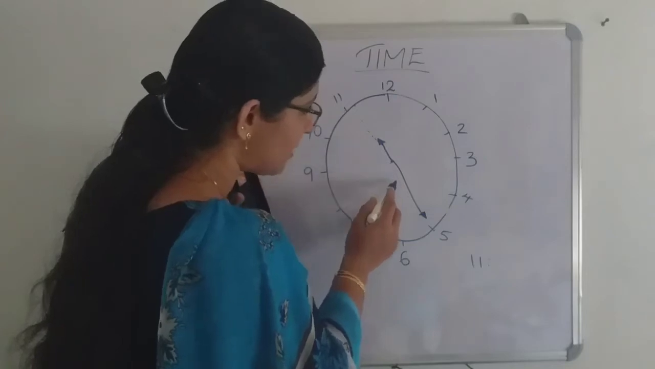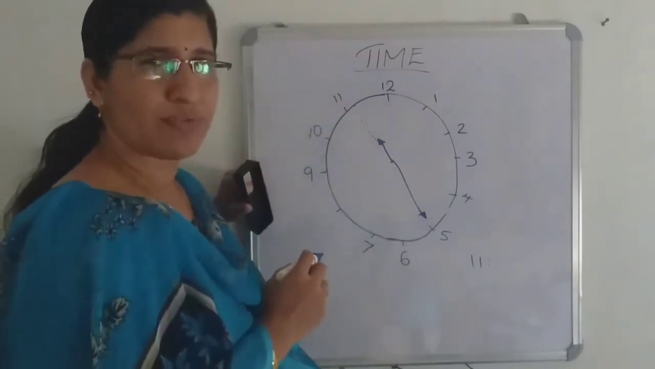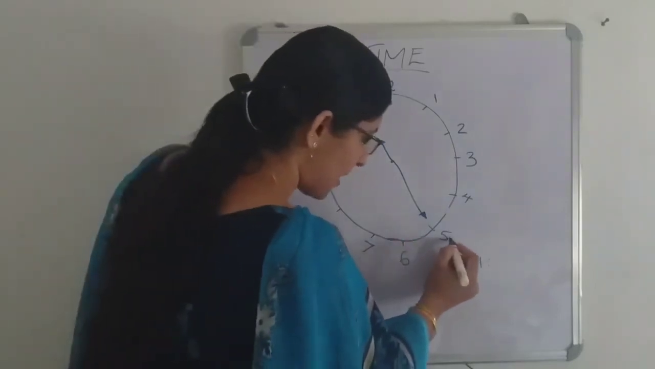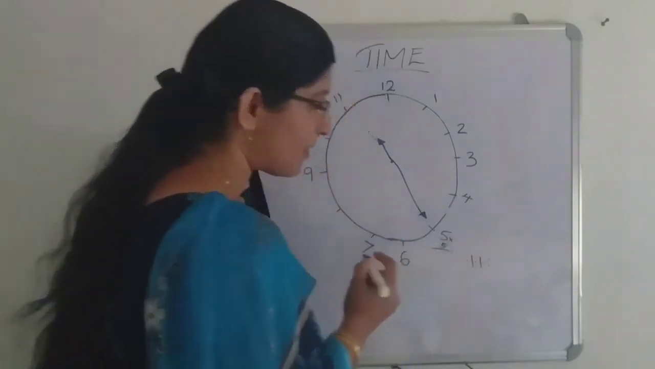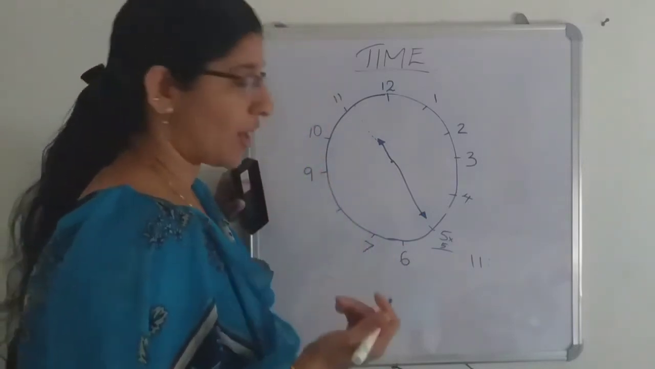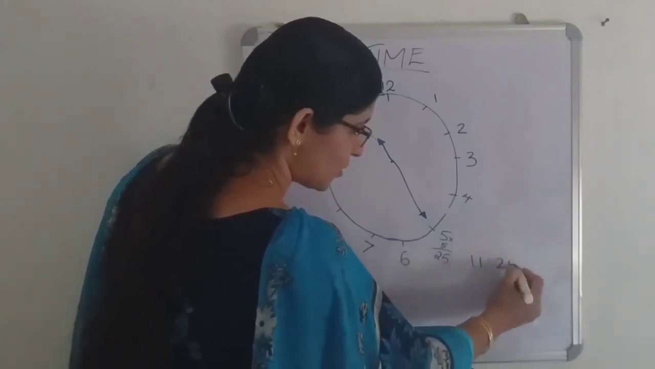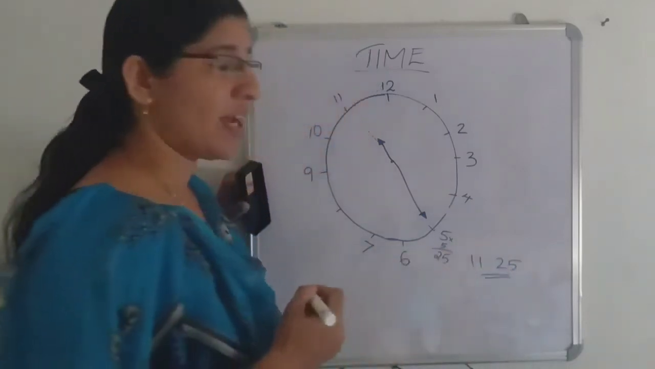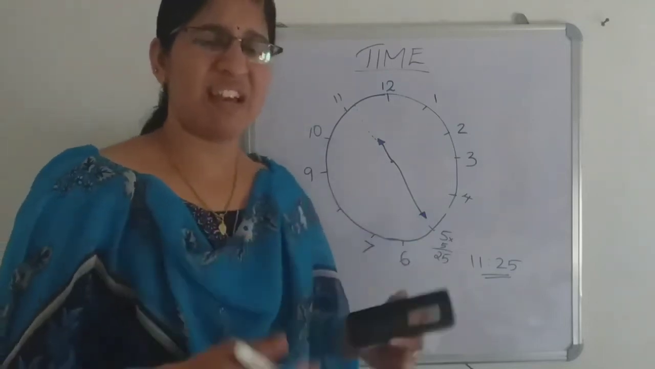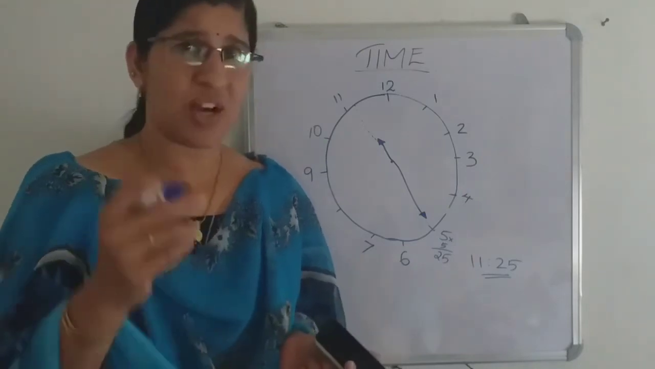Then look at the minute hand. The minute hand, the long hand, is pointed to 5. 11:5, is it correct? No. We need to multiply this 5 by 5. Whenever we are saying the minutes, you need to multiply that number by 5. 5 fives are 25. So the answer is 11:25. The time is 11:25. Why does the teacher multiply by 5 every time? There is a doubt now.